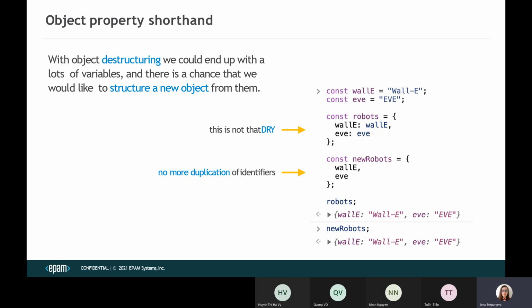Don't repeat yourself principle, one of the most important principles when you're programming. So object property shorthand, this new syntax introduced in ES6 allows us to remove this duplication. Now JavaScript just understands that I want to create the new robots object, and I want to create key value pairs from these variables. If I just pass in these variables, it will automatically create the key value pairs for me, using the names of the variables as keys and their values as values, which is quite useful.